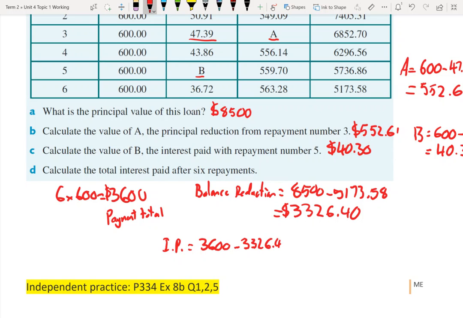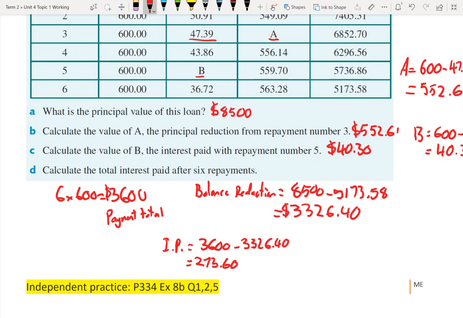So interest paid equals 3,600 minus 3,326.40. Like I said, you could just add up those values, but I find putting 6 numbers into a calculator boring. It might actually have been faster, but I do want to show you more than one way to do these problems. 3,600 minus 3,326.40 gives us $273.60. So you can choose either way to answer that problem.